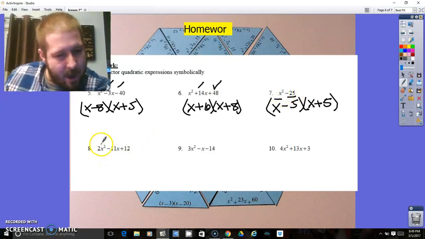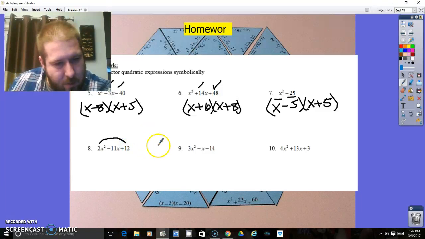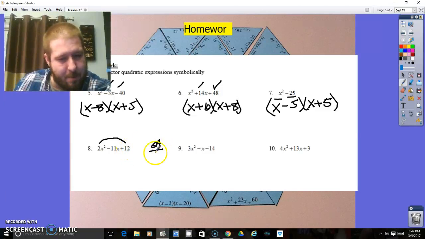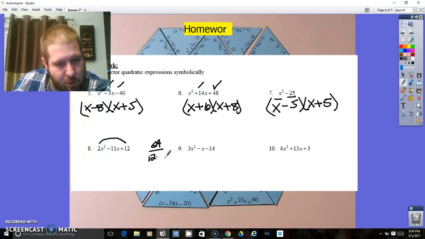All right, now to the new stuff. 2 times 12 is 24. Now, all the possibilities of 24. 2 times 12, we got 6 times 4. We do know they have to both be positive or both be negative because it is a positive number. 12 times 2 is not it, and they both have to be negative because they have to add up to negative 11. 6 times 4 isn't it.